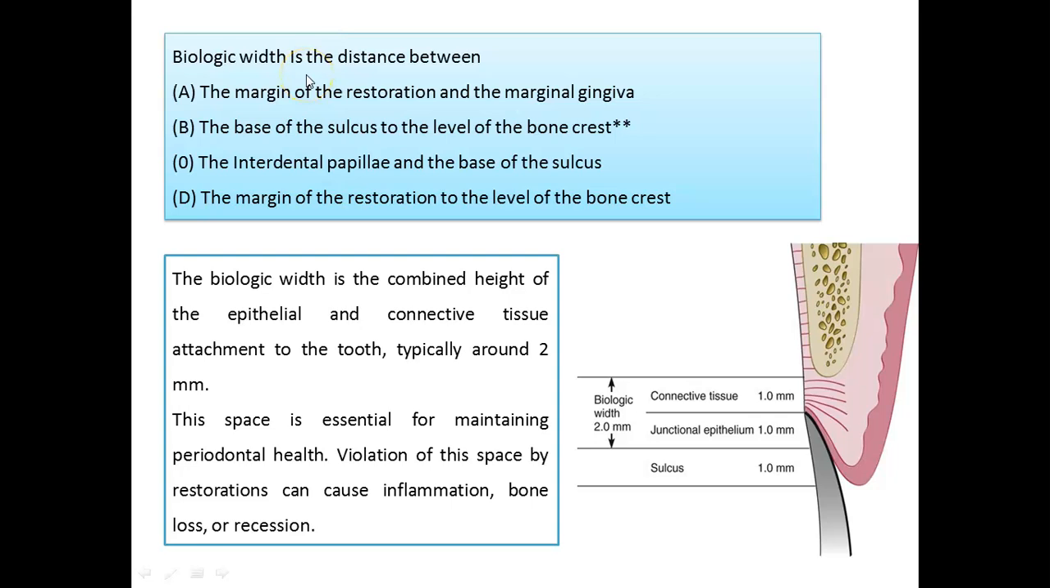Now what is biological width? Remember dear student, it is the distance between the base of the sulcus to the level of the bone crest. Most often it is a combination of connective tissue and junctional epithelium, which is around 2 mm. You have to maintain biological width for periodontal health. If it is violated, it can cause inflammation, bone loss or recession.